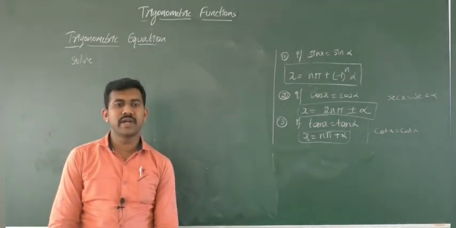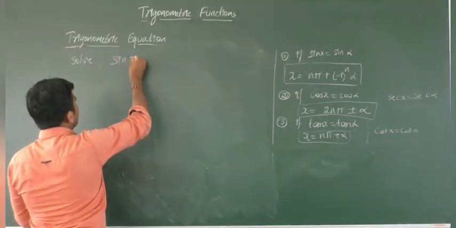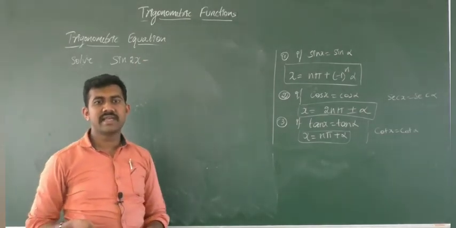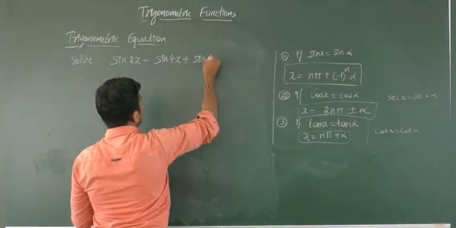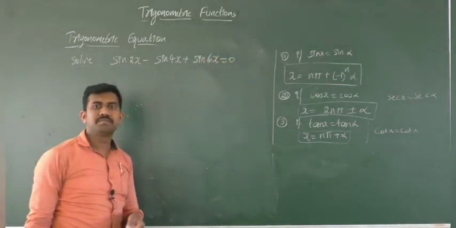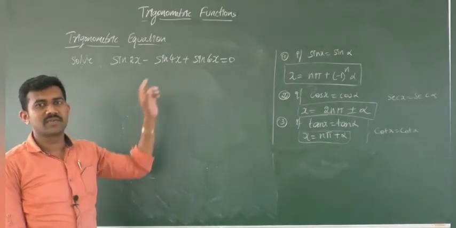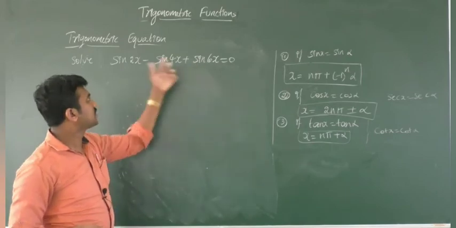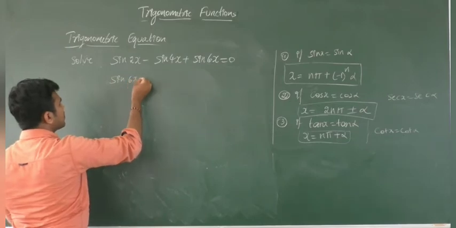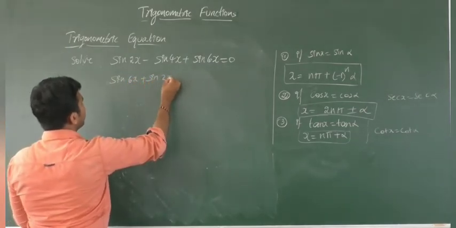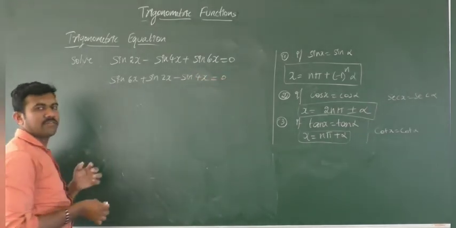So the next question what you have, solve sin 2x minus sin 4x plus sin 6x is equal to 0. So in this case, first write the positive terms together. Sin 6x plus sin 2x minus sin 4x is equal to 0. Just a rearrangement for our convenience.